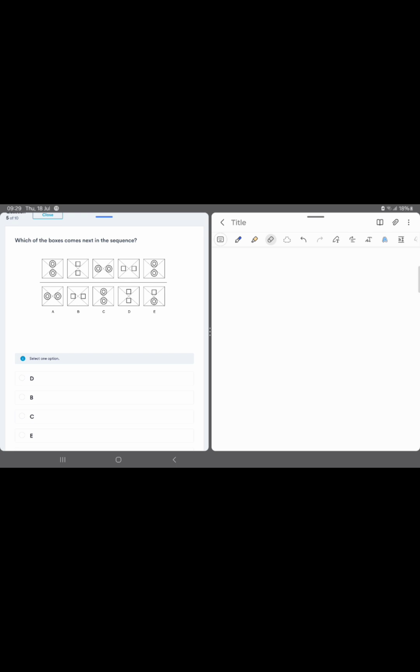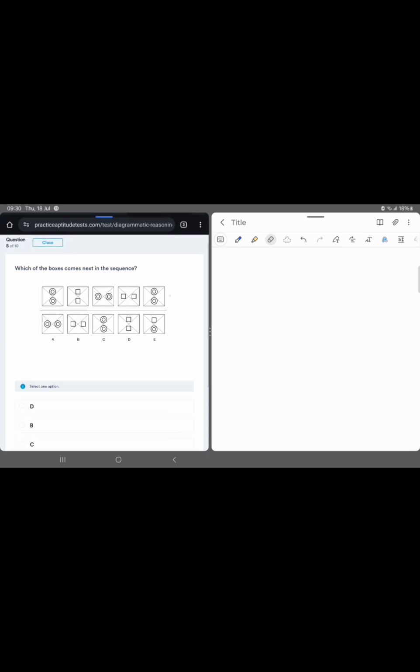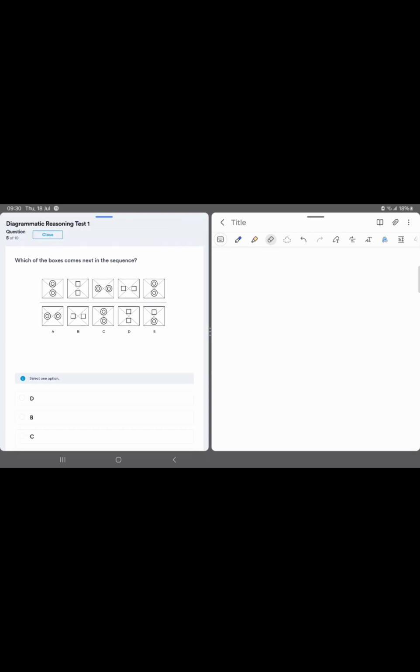Okay, and then the other thing is the change in pattern, we have the shapes standing upright first, and then they're slanted. Then here they have to be standing upright, meaning that our option will be D.